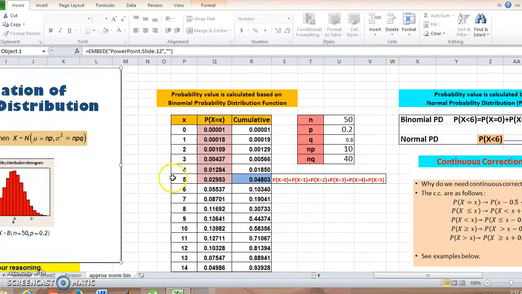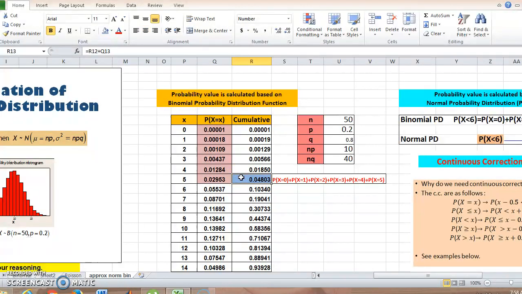Recall that this is a table of probability distribution where the first column is the list of your possible outcomes 0 until n. The second column is the probability of the associated outcome. For example, the value of 0.02953 is the probability of getting exactly 5. The third column is the cumulative probability distribution.